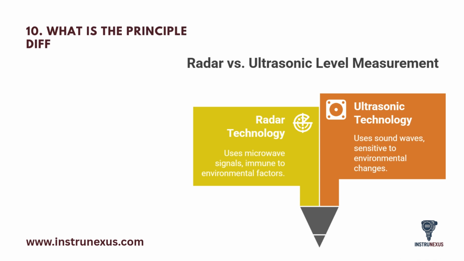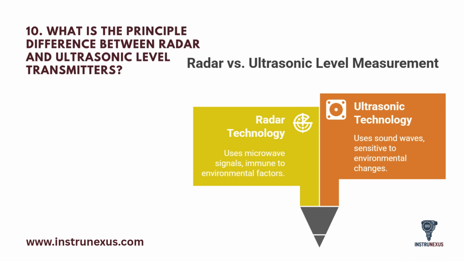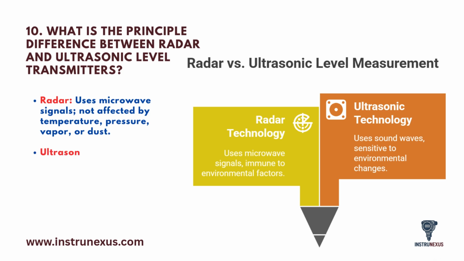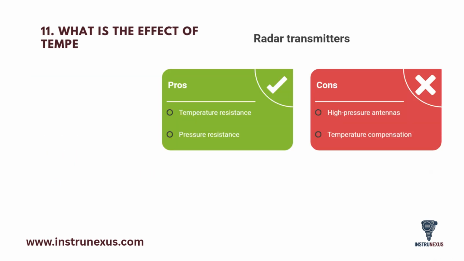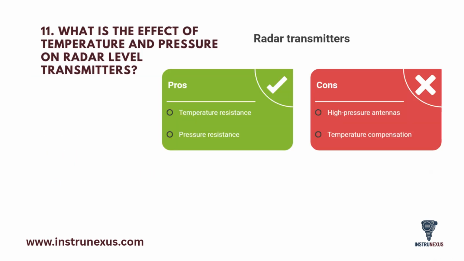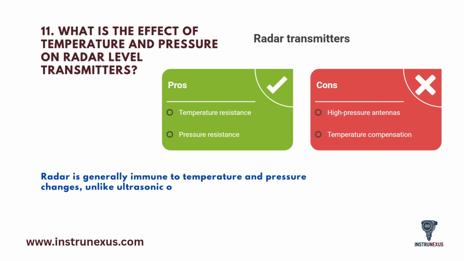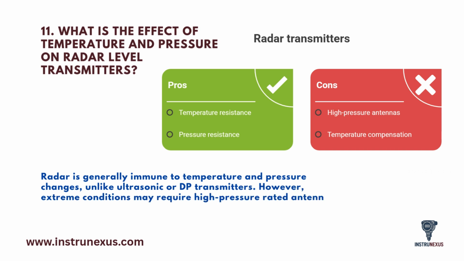What is the principal difference between radar and ultrasonic level transmitters? Radar uses microwave signals, not affected by temperature, pressure, vapor, or dust. Ultrasonic uses sound waves; accuracy is affected by temperature, pressure, and vapor conditions. What is the effect of temperature and pressure on radar level transmitters? Radar is generally immune to temperature and pressure changes, unlike ultrasonic or DP transmitters. However, extreme conditions may require high-pressure rated antennas and temperature compensation.